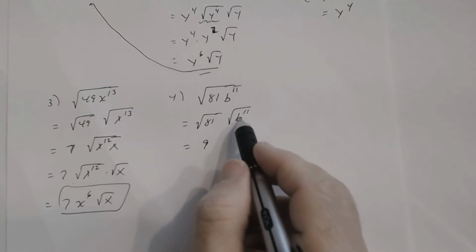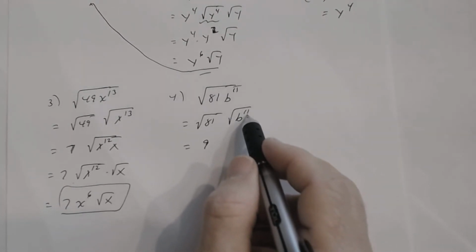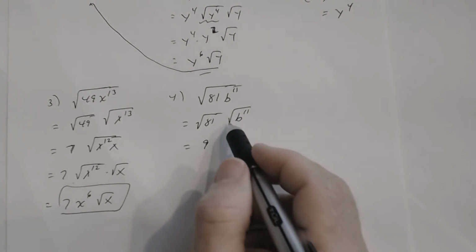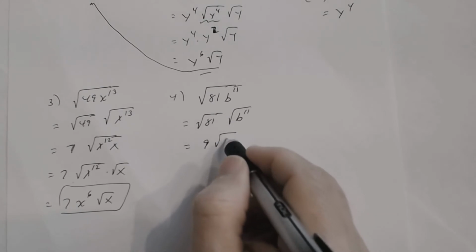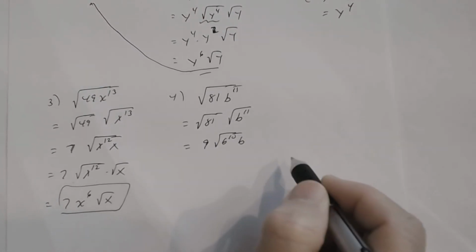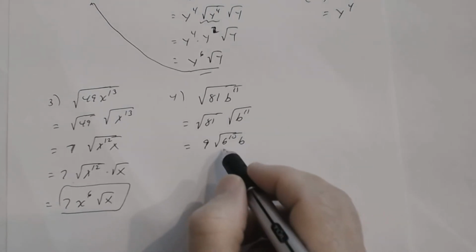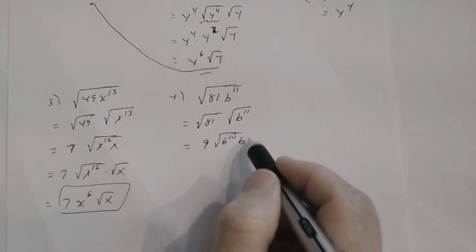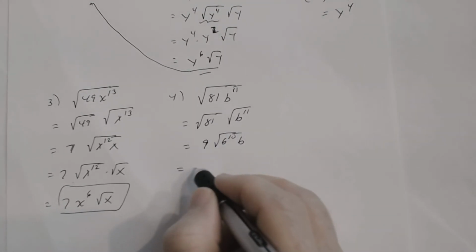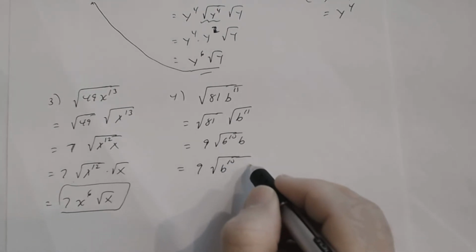So think about what's the largest even number, see 2 is even. The largest even number less than 11 that's divisible by 2. Well, 10. So that's going to be the square root of b to the 10th times b, right? Because when you multiply like bases, add exponents. 10 plus 1 is 11. And now use the product rule on here again. So I get 9 times the square root of b to the 10th times the square root of b.